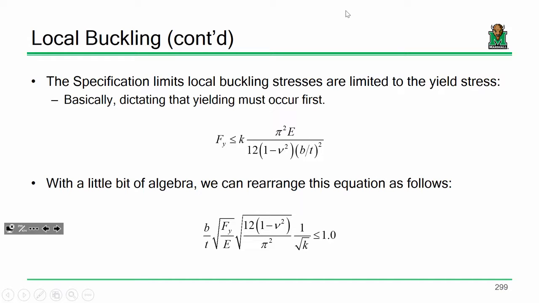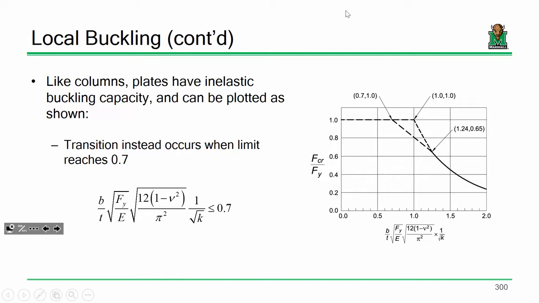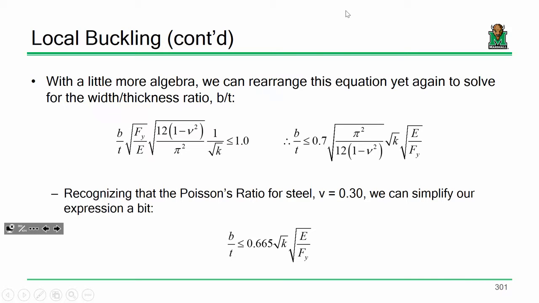Now all I did here is I did a little bit of algebra and rearranged that to put everything over onto one side. The reason why I did that is if you go through and do some math, just like with columns, you get a little bit of an inelastic transition at around, for plates it comes to around 70% of that value that you see on the x-axis. So I'm going to set that term less than or equal to 0.7. And I'm going to rearrange and solve for B over T. Now when I rearrange, this is just algebra.